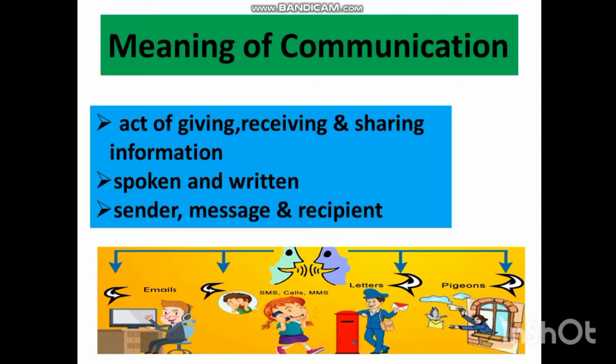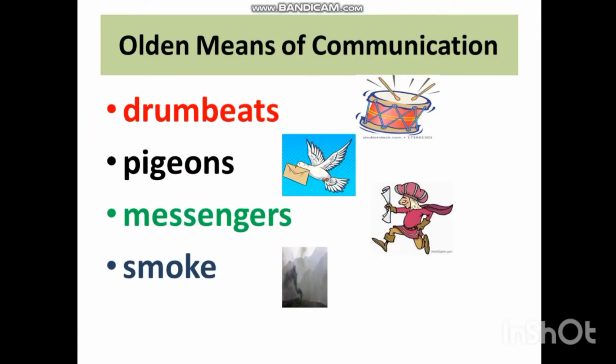In every communication, there is always a sender who sends messages, a message or information to convey, and a recipient, a person who receives information.